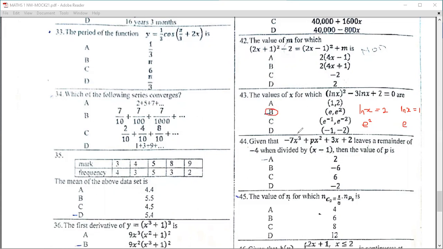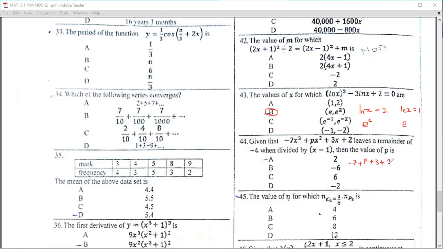Question 44 is on polynomials. Given that minus 7x cubed plus px squared plus 3x plus 2 leaves a remainder of minus 4 when divided by x minus 1, then the value of p is. If you divide by x minus 1 and it leaves a remainder of minus 4, it means that 1 is not a root, right? So it therefore means that P of 1 should be equal to negative 4. We replace all the x by 1: negative 7 plus p plus 3 plus 2.